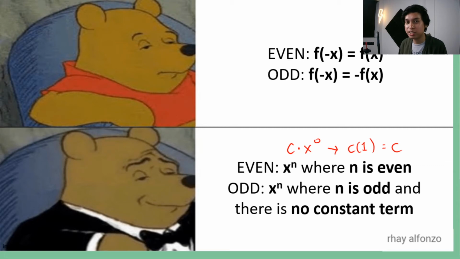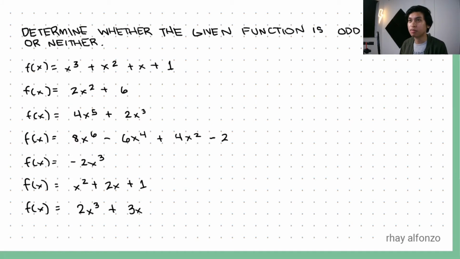So let's apply this newly discovered technique for some examples, and if you already know, then you can solve with us. So here are a few examples. Determine whether the given function is odd, even, or neither. So let's check the exponents. Here we have x cubed plus x squared plus x plus 1. So the exponents are 3, 2, 1, and x raised to 0. Therefore, not everything is odd, not everything is even. So this is neither even nor odd.